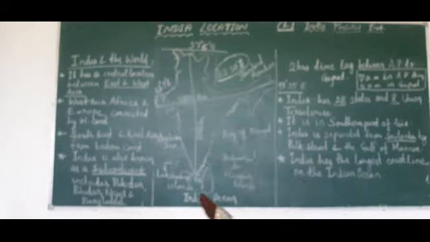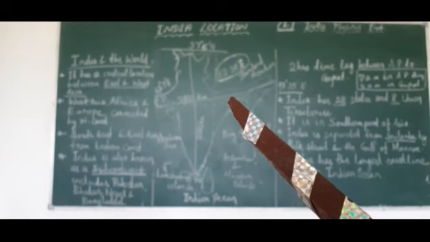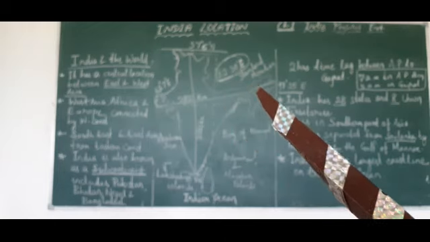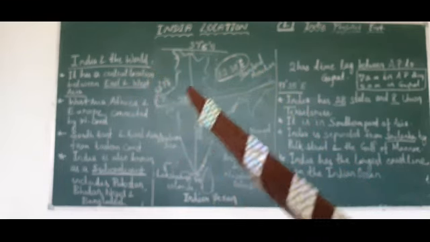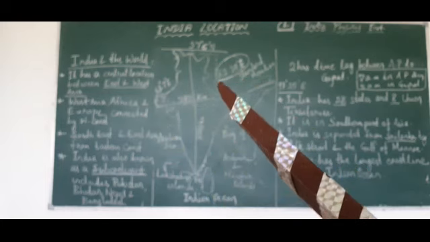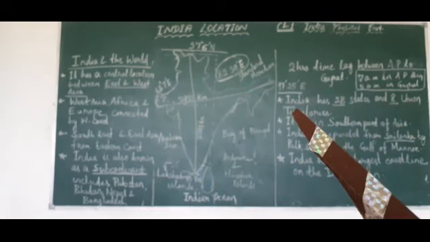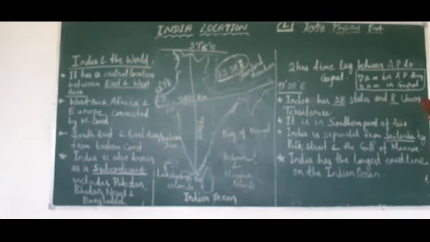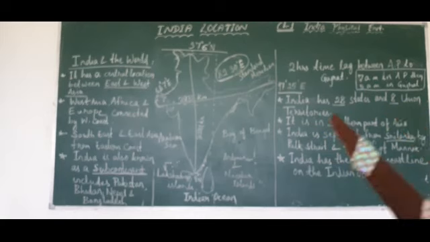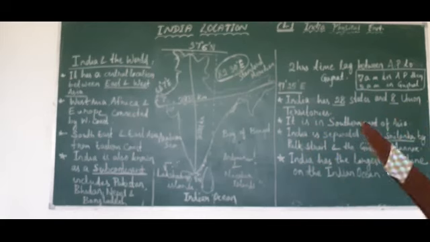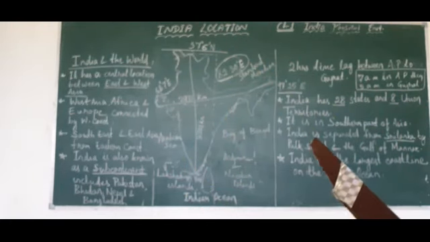And as you know, India is a subcontinent including the countries Nepal, Bhutan, Pakistan, Sri Lanka. Including all these countries, India is known as a subcontinent. And India has 28 states and 8 union territories. It lies in the southern part of Asia.